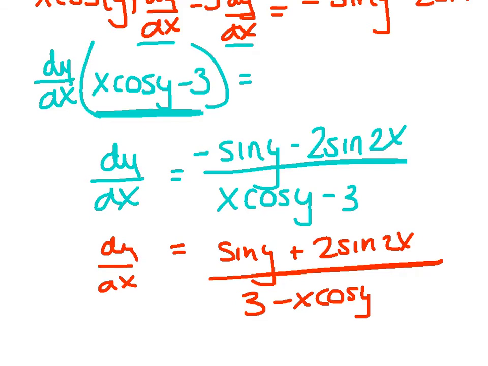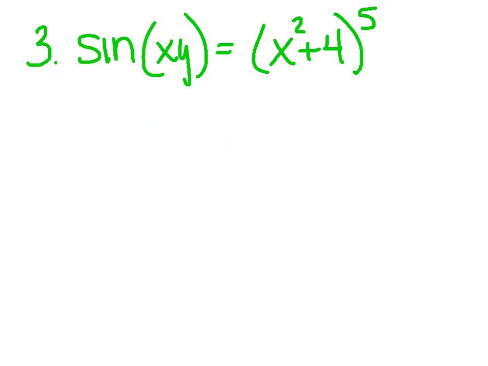All right, let's try another one. These are getting a little uglier as we go. Number 3: the sine of xy equals the quantity x squared plus 4 to the 5th. Read this again to yourself. The sine of, what does it actually say in here? x times y. So there's my product rule here. Equals, this is clearly chain rule.